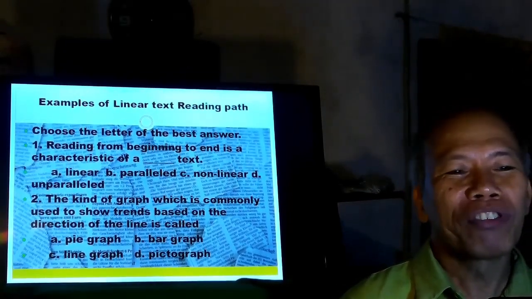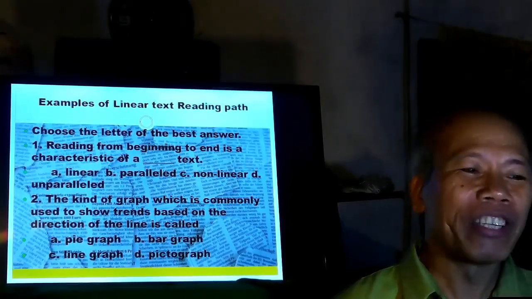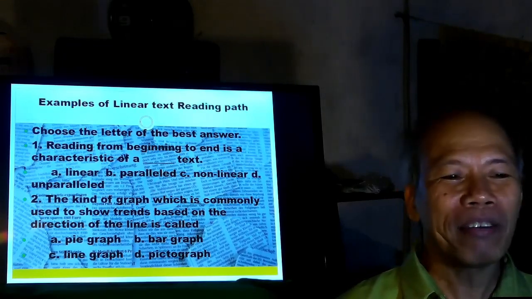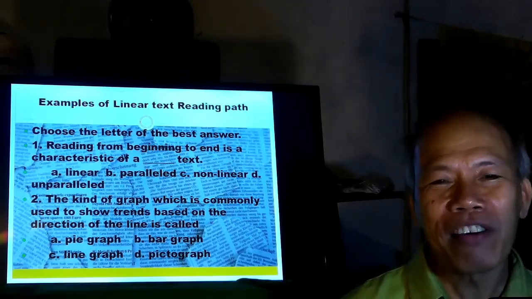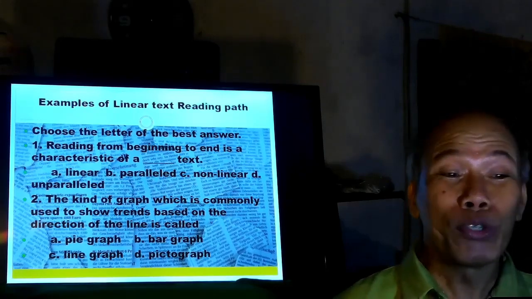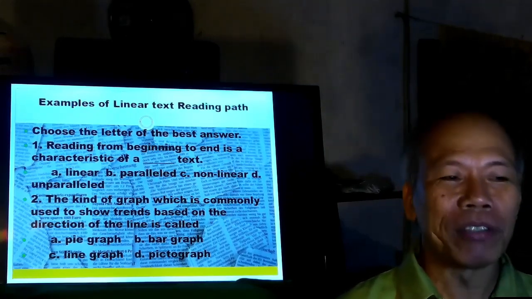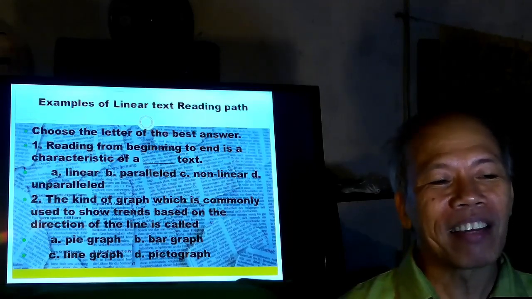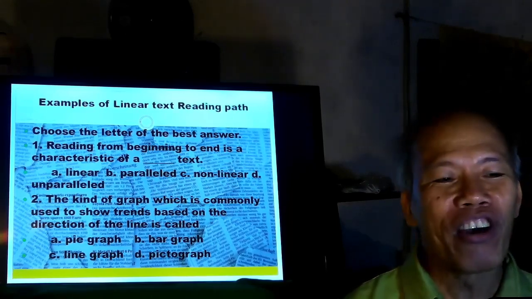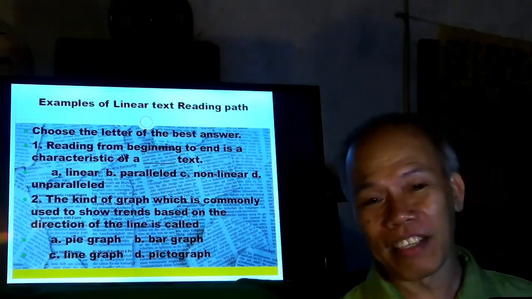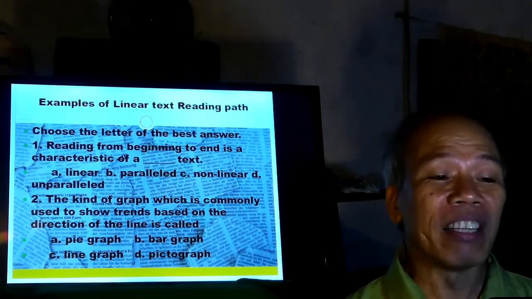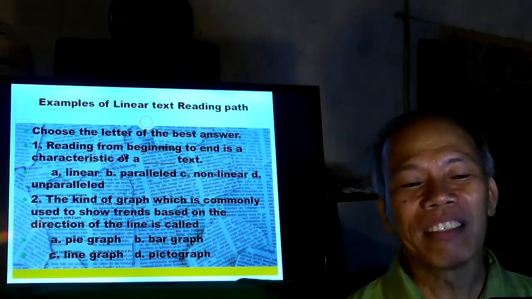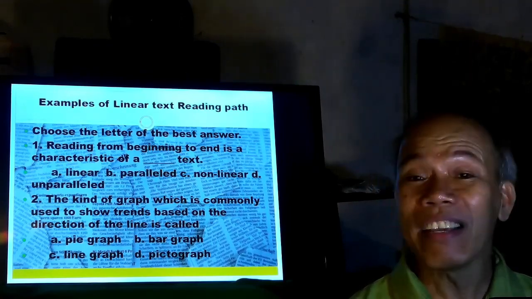We have the examples of linear text in this reading path. And as I said a while ago, let's have this exercise. Choose the letter of the best answer. Number 1, reading from beginning to end is a characteristic of a blank text. What is it? A. Linear, B. Parallel, C. Nonlinear, D. Unparalleled.